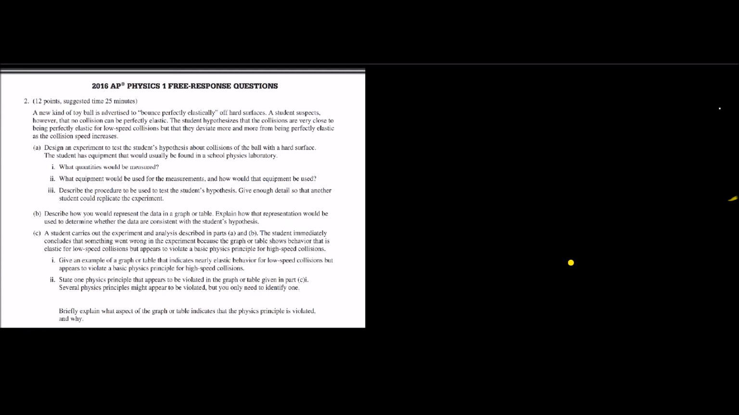Okay, so now let's look at part A. Design an experiment to test the student's hypothesis about collisions of the ball with the hard surface. The student has equipment that would usually be found in the school physics laboratory. So basically, the main thing we need to know is that in an elastic collision, kinetic energy is conserved. So what is kinetic energy?